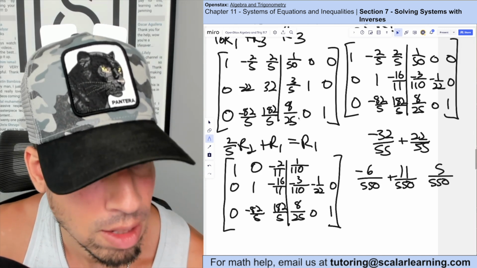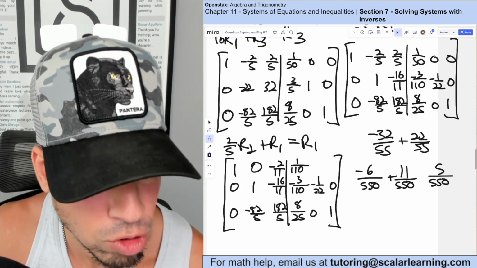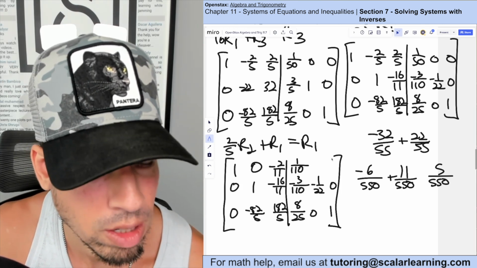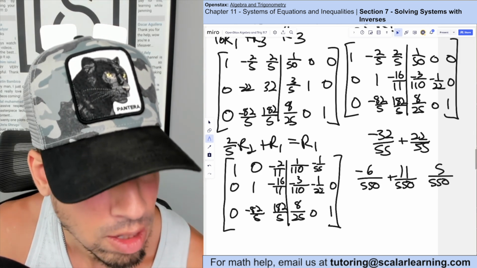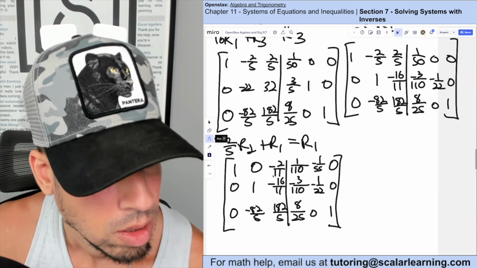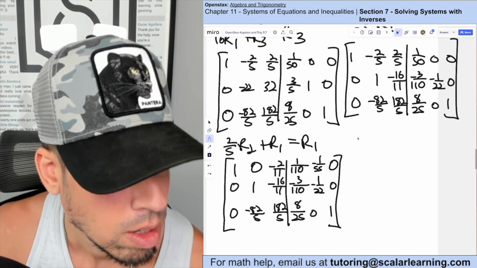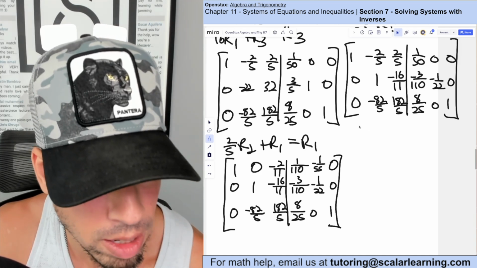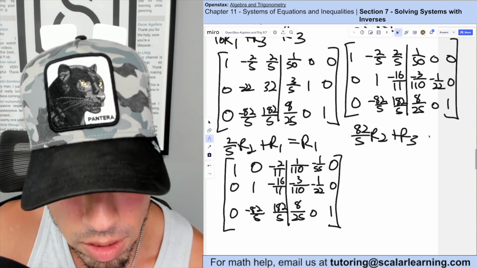Okay, a lot of work here. Then we got 2/5 times negative 1 over 22. That's negative 2 over 110, or negative 1 over 55 plus 0 is just that. And then times 0 is 0 plus 0 is 0. Next, we got to get this to a 0. So I'm going to multiply row 2 by positive 82 over 5. And then I'm going to add that to row 3 to get a new row 3.